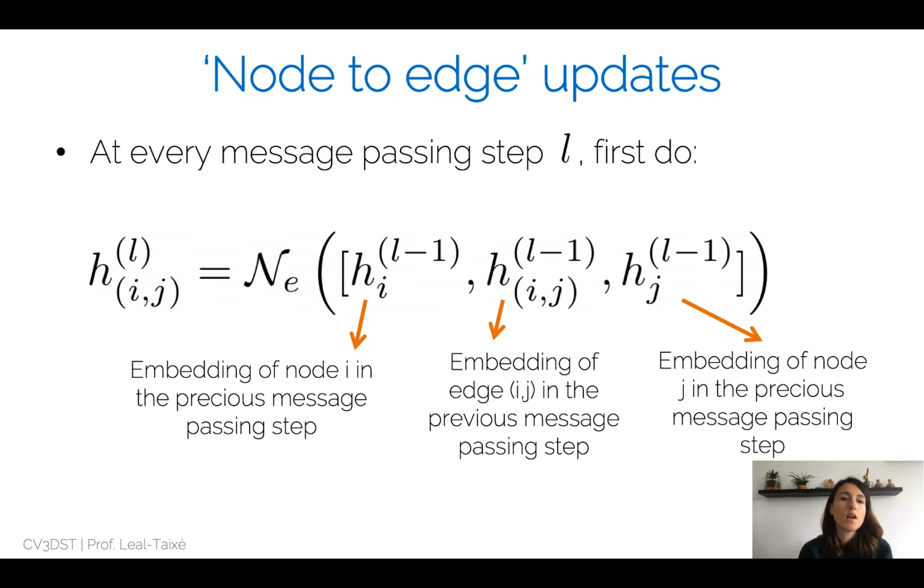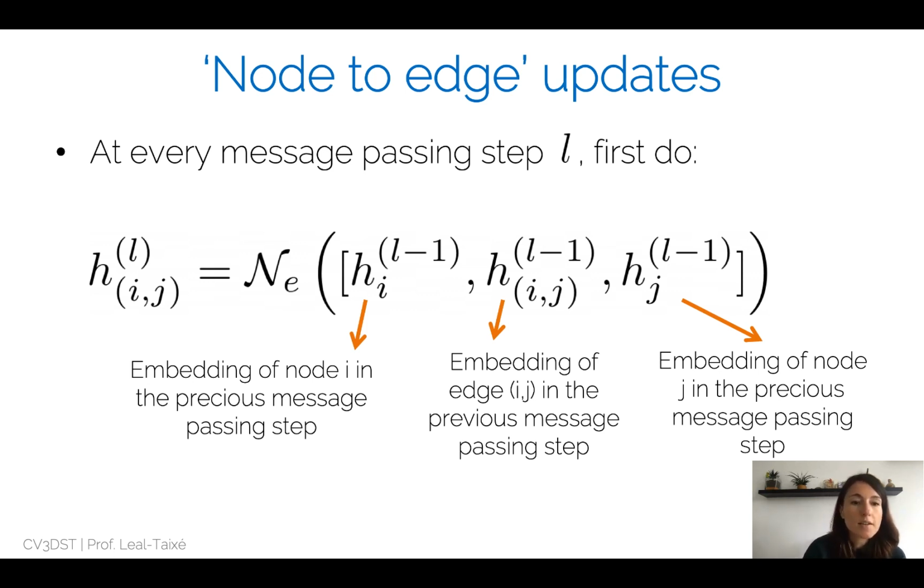And so essentially, what is going to happen now at every message passing step? First of all, we're going to do the node-to-edge update. The node-to-edge update basically means getting the embedding of node i from the previous message passing step, right? So I'm looking at the node i. Then I'm looking at the embedding of the edge ij, which is actually the embedding that I'm interested in updating. And I'm looking also at the embedding of the node j in the previous message passing step.